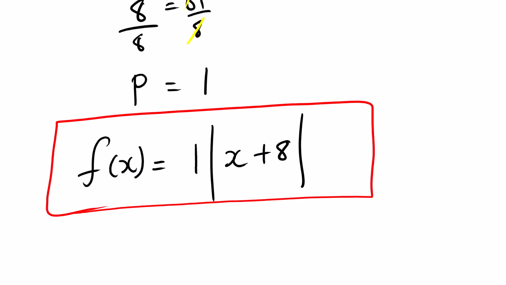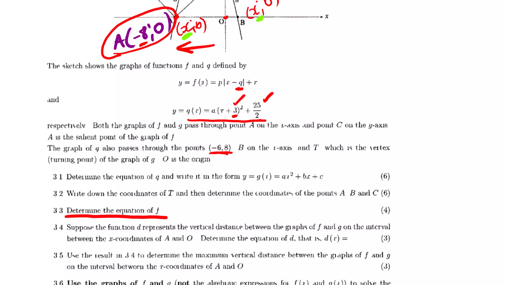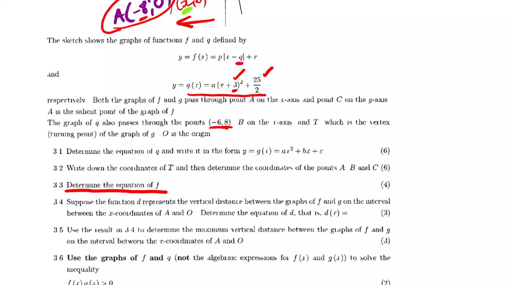We are done with 3.3. Question 3.4. Suppose the function d represents the vertical distance between the graphs of f and g on the interval between the x coordinate of A and O. Determine the equation of d, that is d of x.